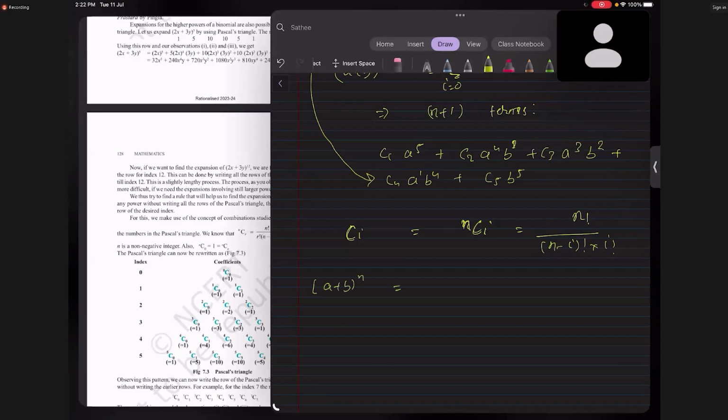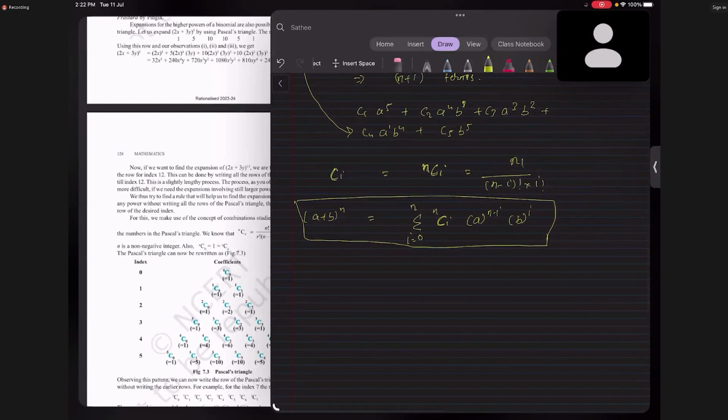So we can write a general formula for the expansion of (a plus b) to the power n. The general formula will be the summation, i equal to 0 to n, of nCi a to the power n minus i and b to the power i. So this is our general formula for how we expand our binomial. The whole chapter is based around this expression, so every time you have to just remember this expression.